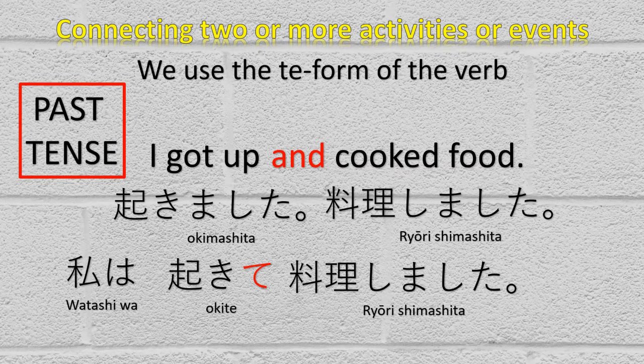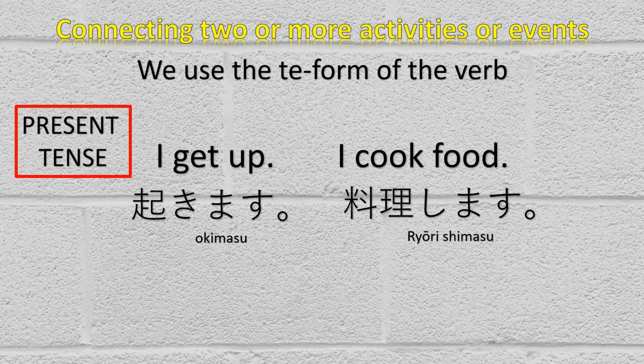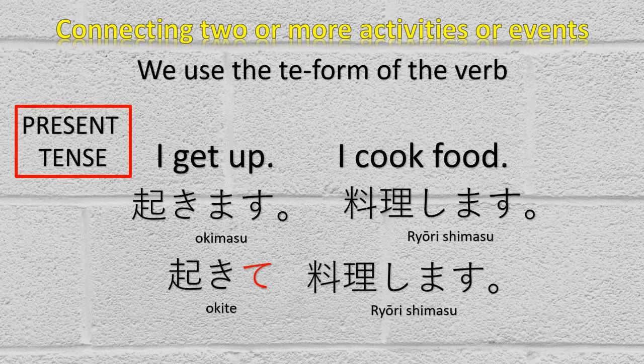Here, as you can see, this sentence is in the past tense. Okay? Now, what if I want to use the present tense? What is going to happen? Here again, we will use okite again. Okite, ryori shimasu. Watashi wa okite, ryori shimasu. I get up and cook food.